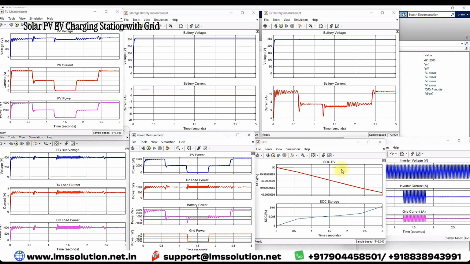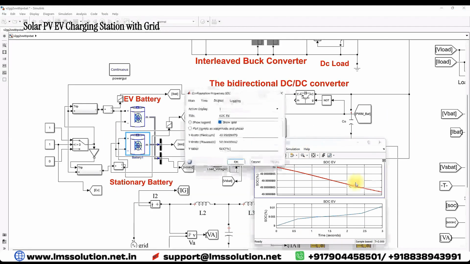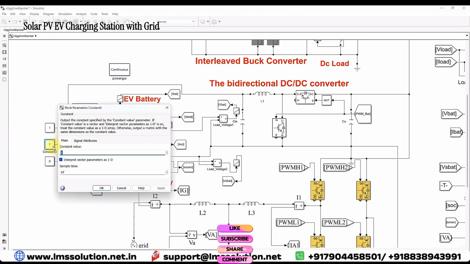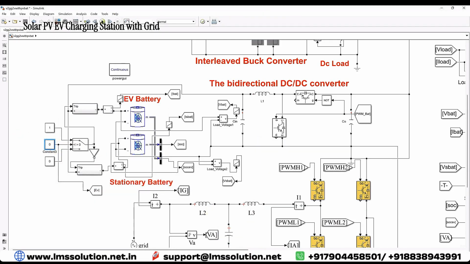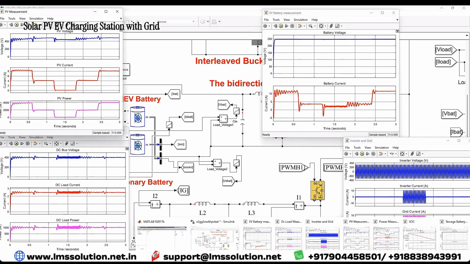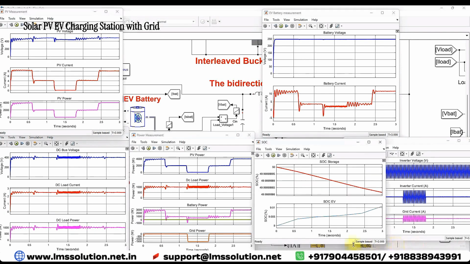Here you can see the variation of SOC of the storage battery. You will see that SOC keeps on increasing for the EV, but the SOC of the storage battery changes very little, the discharging value is around 0.00001 only. Now I am going to change this control logic to 0. So now the storage battery is connected to the system, and you have to check what happens to the system after changing that condition.